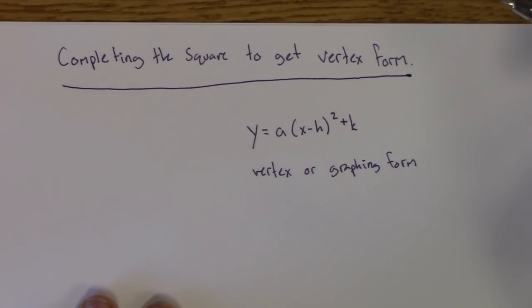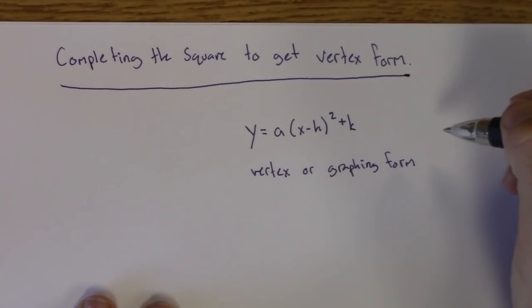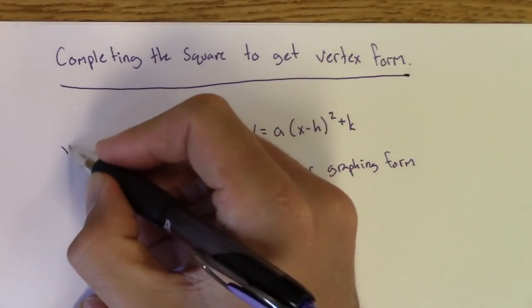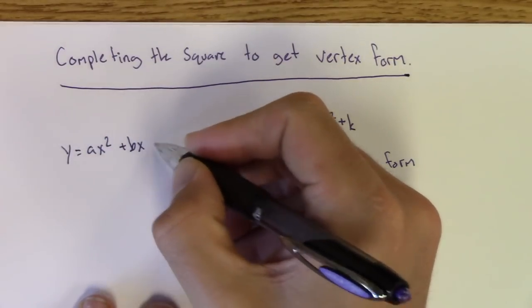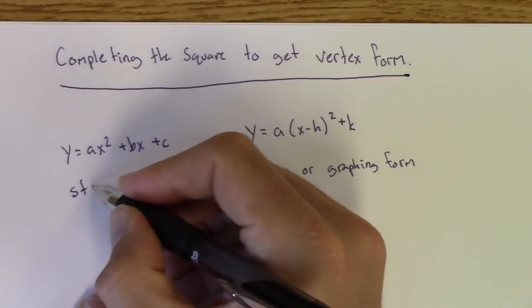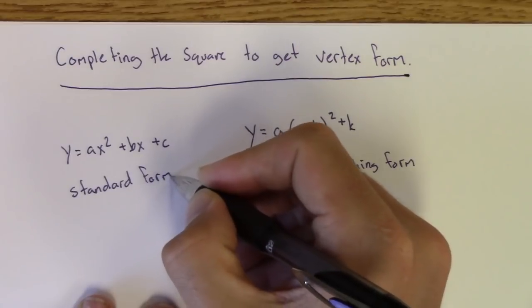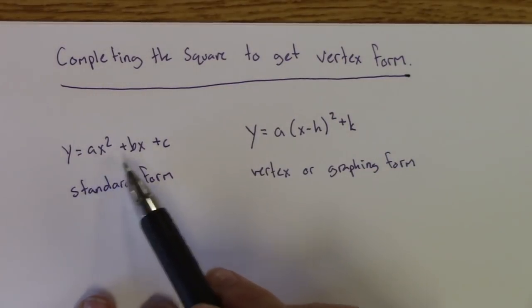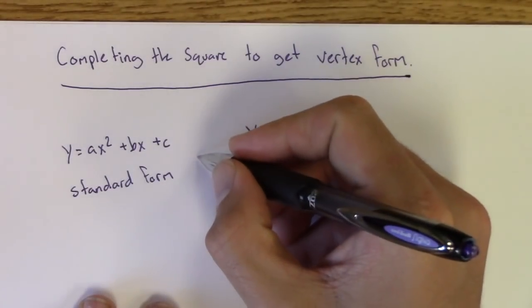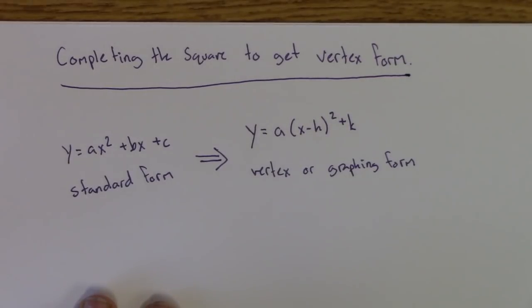Our question today is, okay, this form of our equation is really helpful, but what happens when we start with standard form? We still have strategies that we can use. But what if there was a way where we could go from standard form, ax squared plus bx plus c, and turn it into graphing or vertex form? And that's what we're going to be taking a look at today.